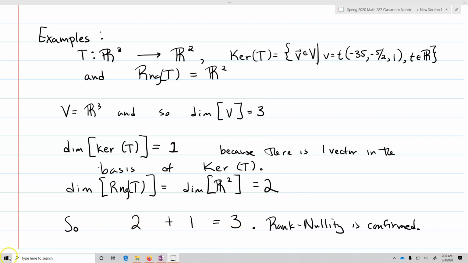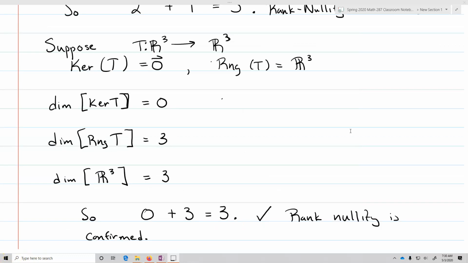Rank nullity is confirmed. Or suppose we have this other linear transformation. We go T, R3 onto R3. The kernel of T is equal to 0, and the range of T is equal to R3. So now the dimension of the kernel of T is equal to 0. The dimension of the range of T, right, is going to equal 3 because it's R3. And the dimension of R3 is going to equal 3. So 0 plus 3 equals 3. And our rank nullity is confirmed.